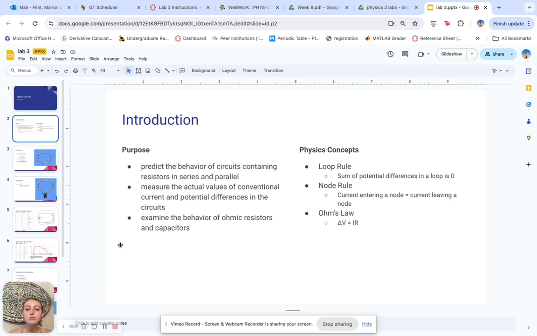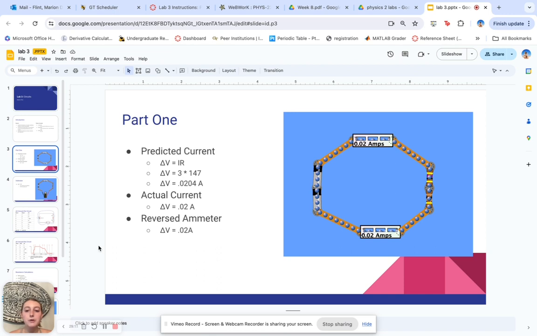As you can see, the loop rule is that the sum of potential differences in a loop equals 0. And current entering a node will equal the current leaving a node. That's the node rule. And then Ohm's law just says that the difference in potential is equal to the current times the resistance. So in part 1, predicting current, I calculated with delta V equals IR.